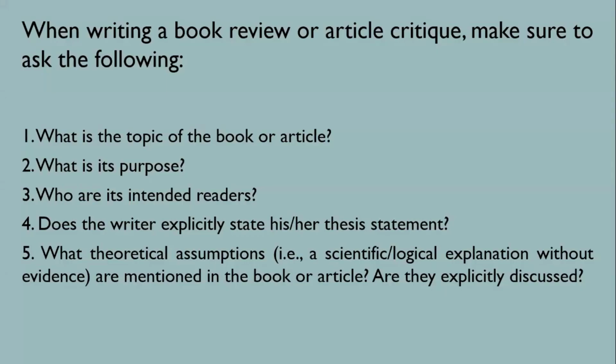So when writing a book review or article critic, make sure to ask the following. First, what is the topic of the book or article? So we have to determine the topic of the book or the article, which is essential in order to explain the content of the book or the article. Second, what is its purpose? Identify also the objectives of the book or the article. By doing it, you can show if the purpose is being obtained.